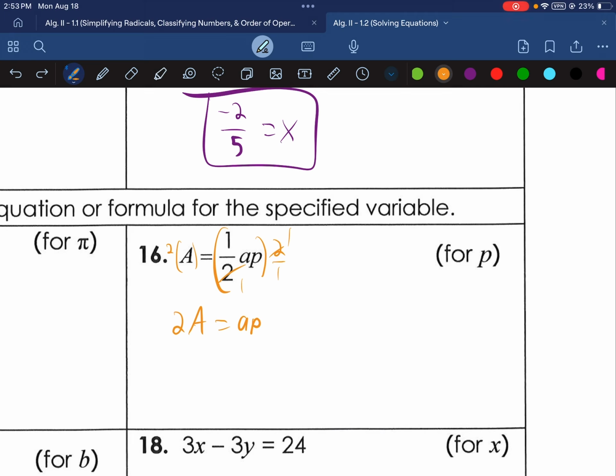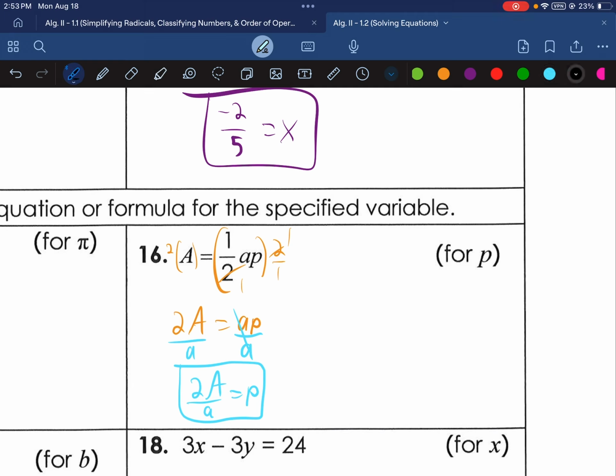Notice this a on the left is capitalized and the a on the right is lowercase. So we need to treat them as separate variables from each other. One is talking about the area, and one is talking about the length of the apothem, which is an aspect of some polygons. So now getting the p by itself would be done by dividing by a. And so we get 2 times capital A over lowercase a equals p, and that would be our answer.